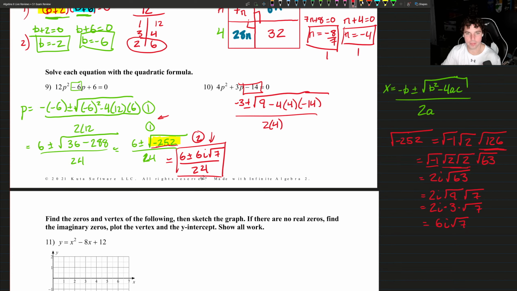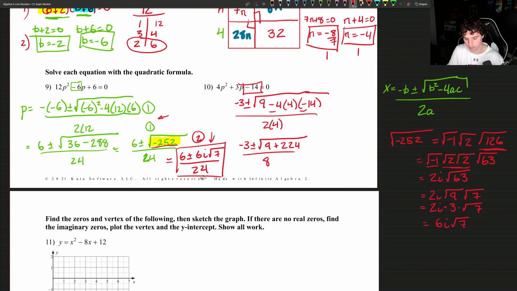One of the things that I've been seeing my seniors and juniors mess up a lot on is when you have this negative times a minus. Negative times negative is always positive. It doesn't matter what order you're multiplying. So when we simplify this, we get negative 3 plus or minus the square root of 4 times 4 times 14. We get 9 plus 224 over 8. And then we just simplify from there.